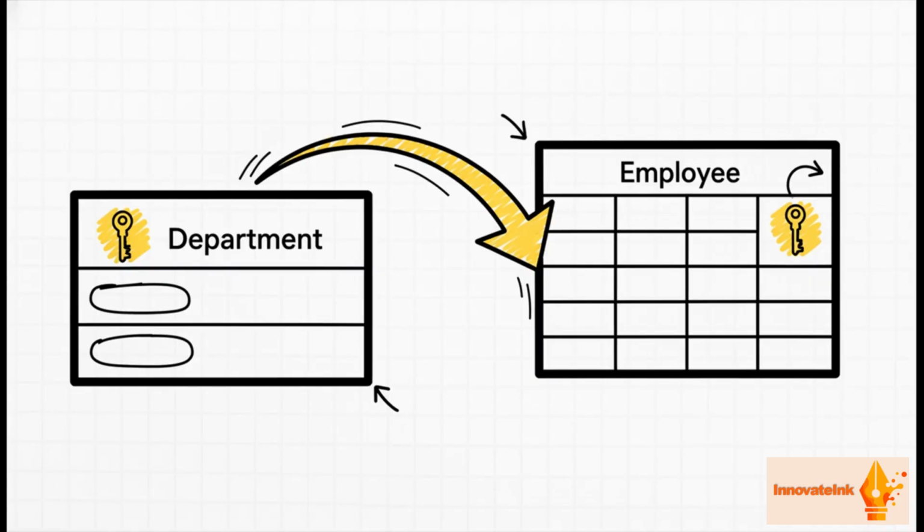So how does that work? The trick is actually really clever and simple. You just take the primary key from the one side of the relationship, in this case the department ID, and you add it as a new column over on the many side in the employee table. That new column in the employee table becomes a foreign key, pointing back to the department that employee belongs to. It creates that link perfectly, no extra table needed.